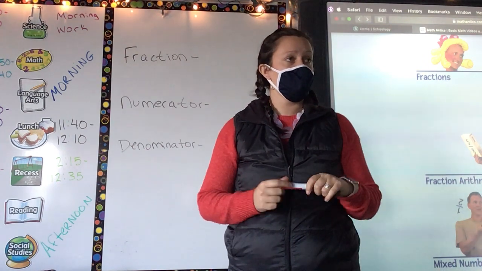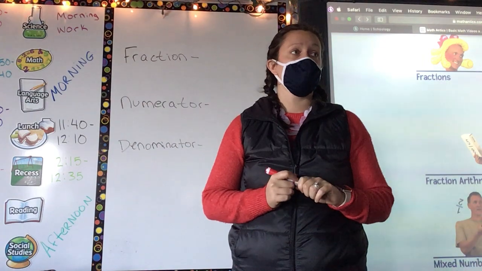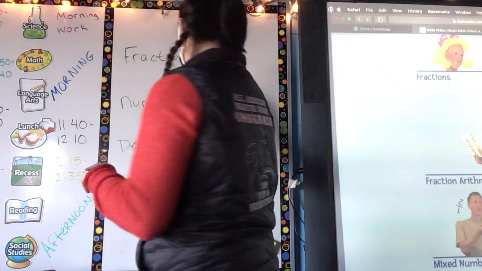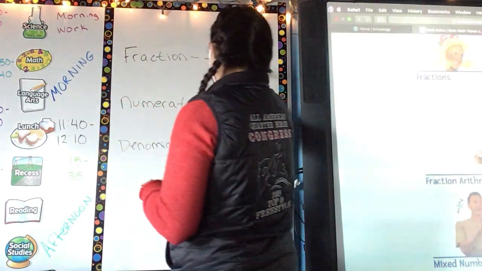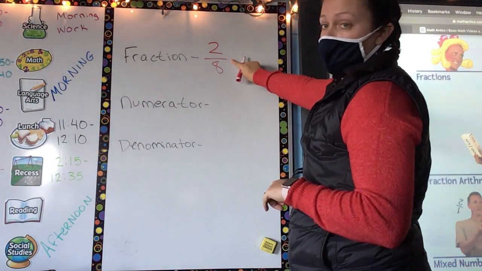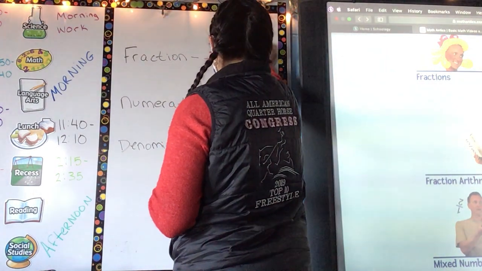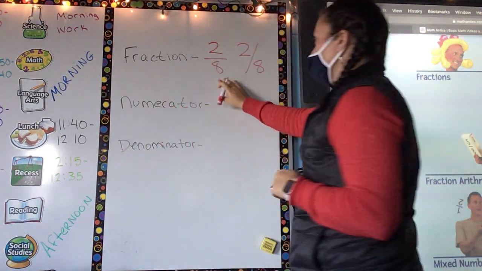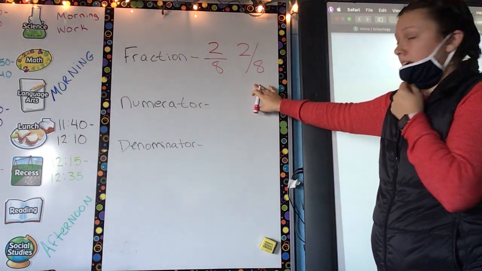Good. Mason? Can I give an example? You may give an example. 2/8. Alright, so 2/8. So we have our fraction bar in between them. We also can write our fraction bar as this. Add that in your math notebook. Your fraction bar can go either way, and it means the same.